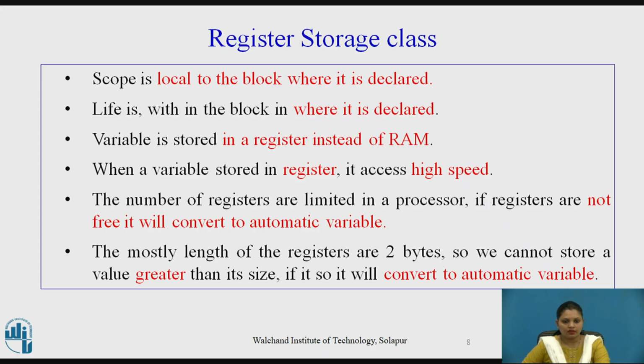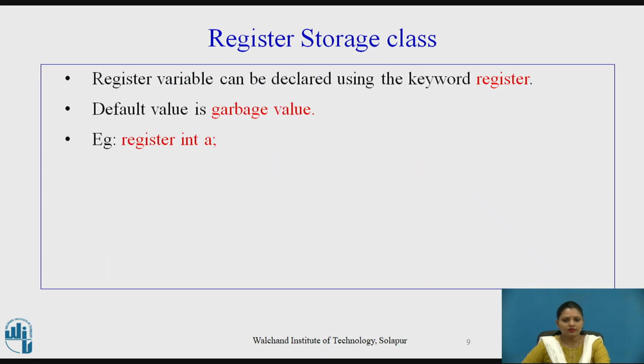Only a few variables are stored using the register specifier. If there is no space in the register, then it is stored in memory only. Mostly, the length of the register is 2 bytes, so we cannot store a value greater than its size. If it is so, it will convert to an automatic variable. Register variables can be declared using the keyword register. If no initial value is assigned to a register variable, then the default value is a garbage value.